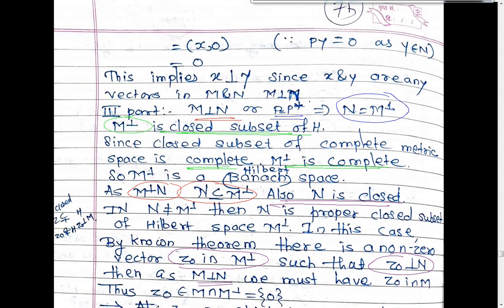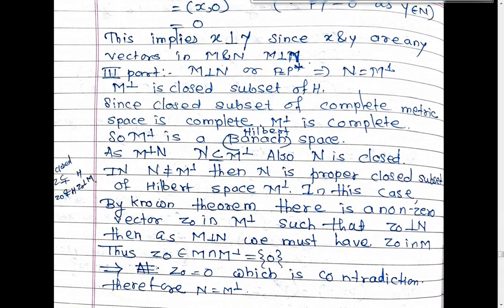As M is orthogonal to N, we must have z0 in M. So thus z0 belongs to both of these sets, M as well as M perpendicular, but their intersection is the singleton 0. So we must have z0 equal to 0. This is a contradiction. Therefore N must be equal to M perpendicular. Recall that we had assumed that N is not equal to M perpendicular. So our assumption was wrong, hence we must have N equal to M perpendicular.